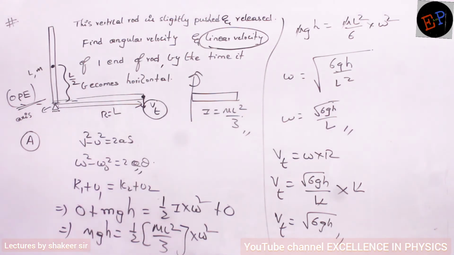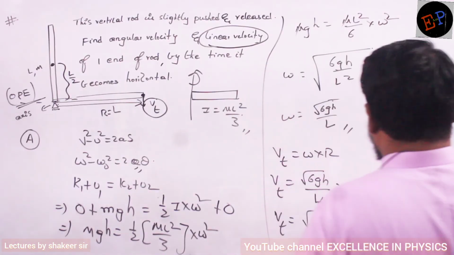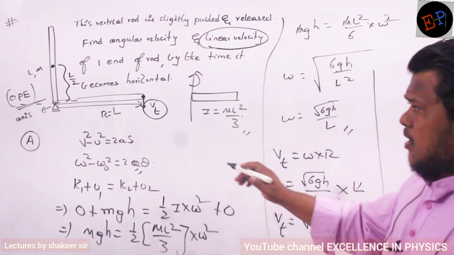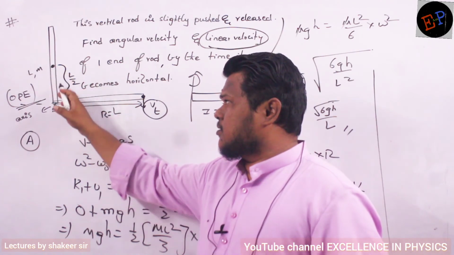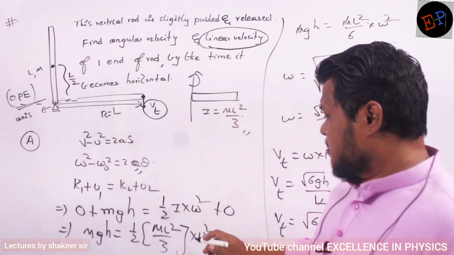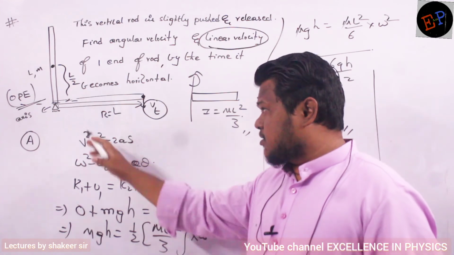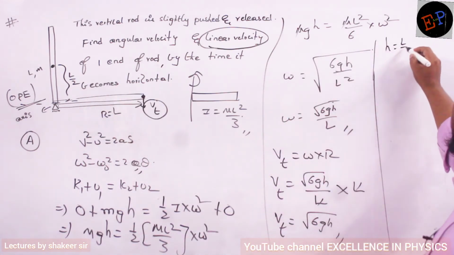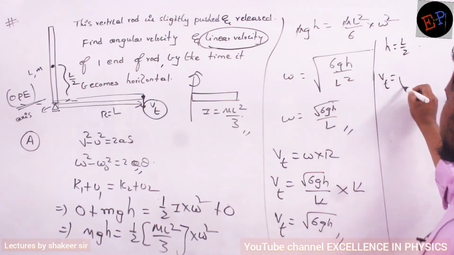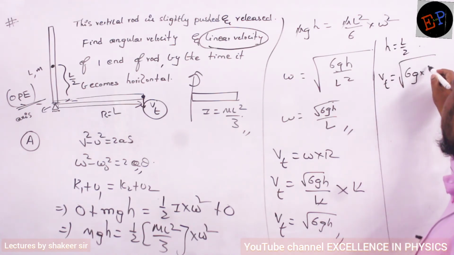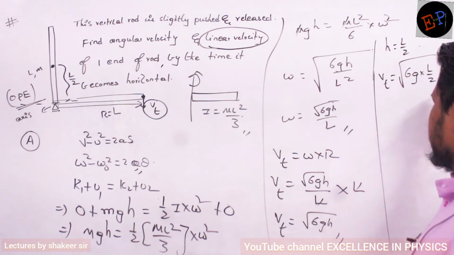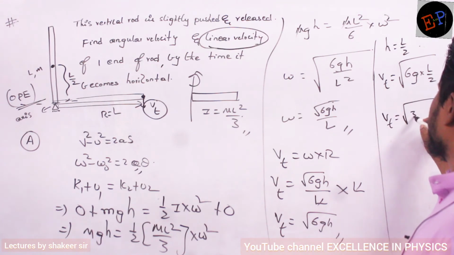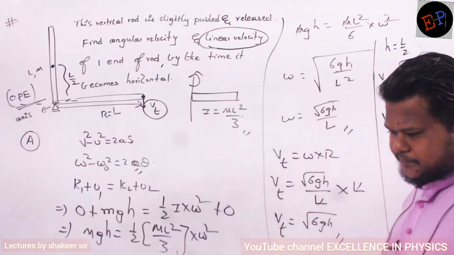Clear? That's it. So here the h value is not given in the data, no? H means what? The height where the center of mass is present. This is called h, no? In mgh, h is nothing but L by 2, no? So substitute that value. So h is equal to L by 2. Therefore V tangential is equal to square root of 6g into L by 2. So Vt is equal to root 3gL. So that is my answer.